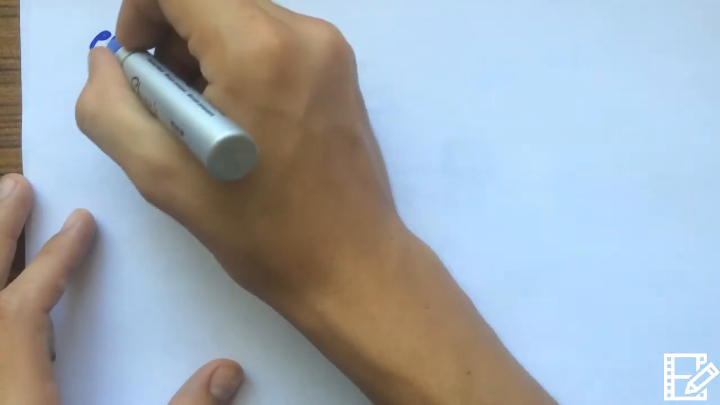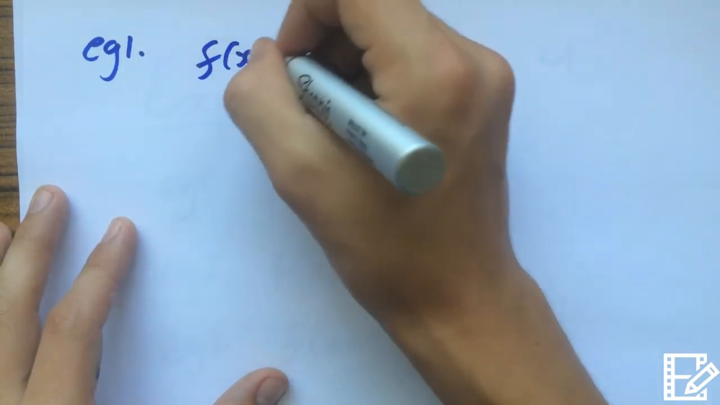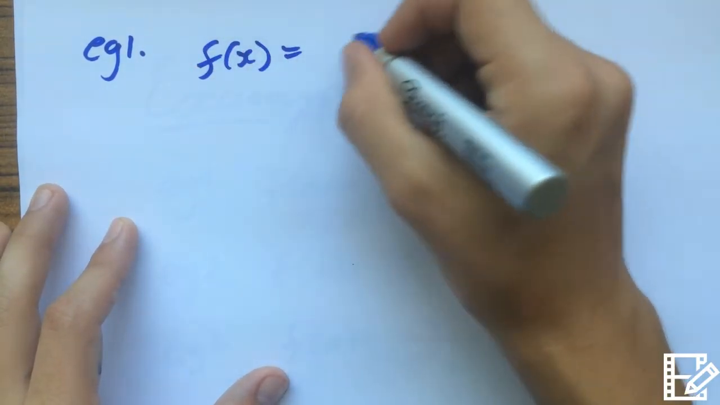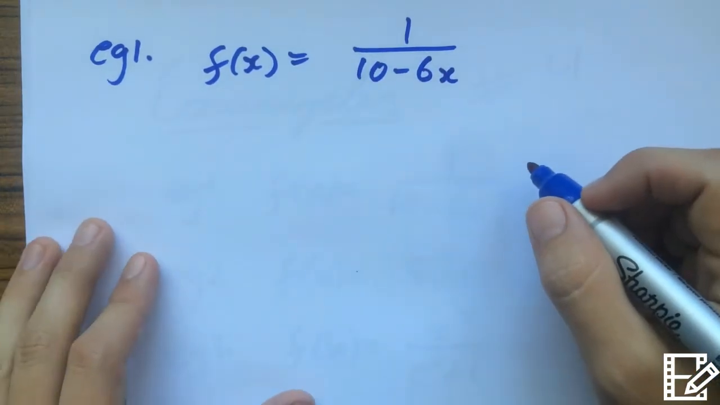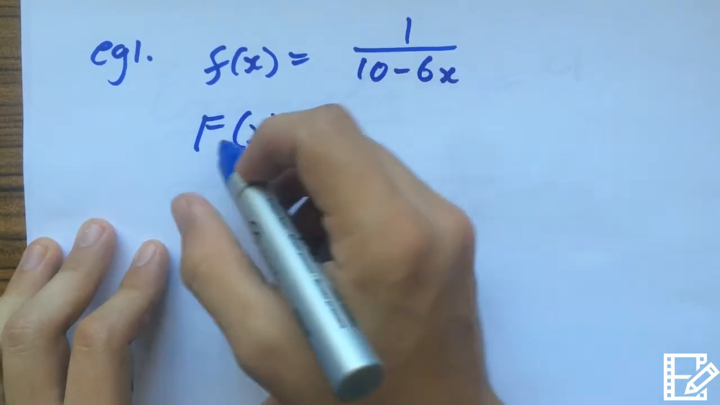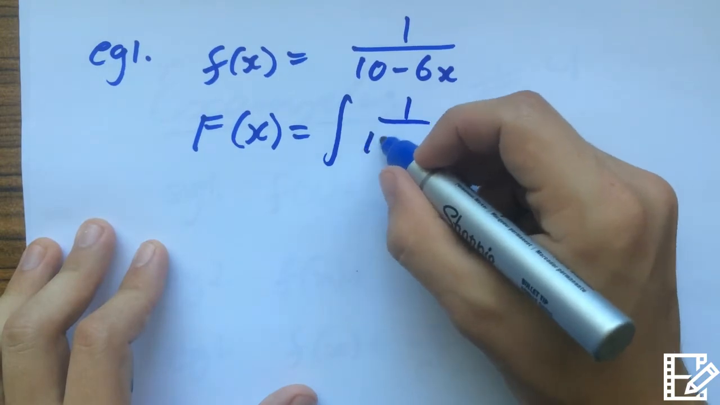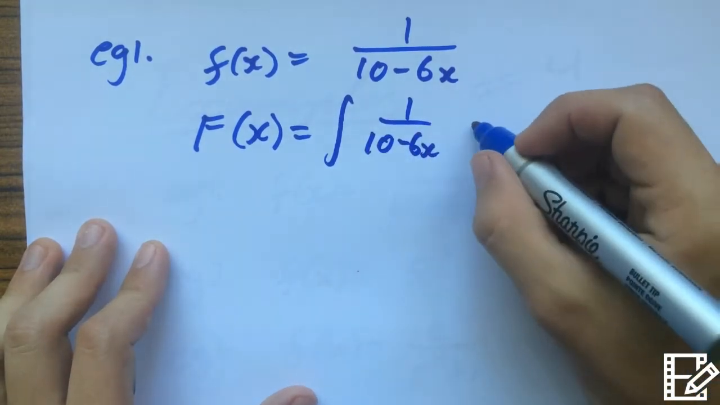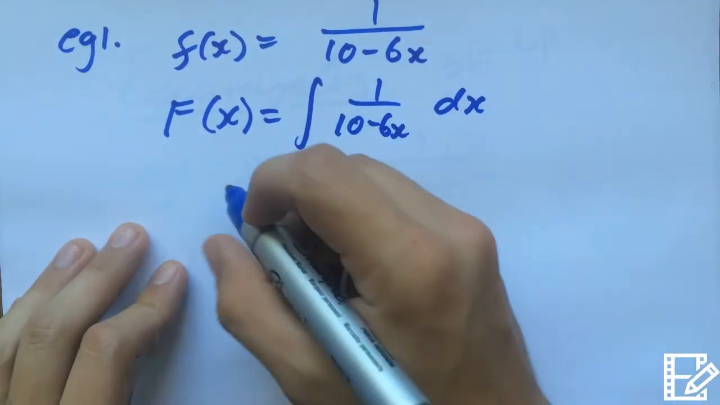So example 1 is f(x) equals 1 on 10 minus 6x. So what we're going to do is what we usually do, find the integral of both sides, capital F, and 1 on 10 minus 6x dx. So what I'm going to do is substitution here.